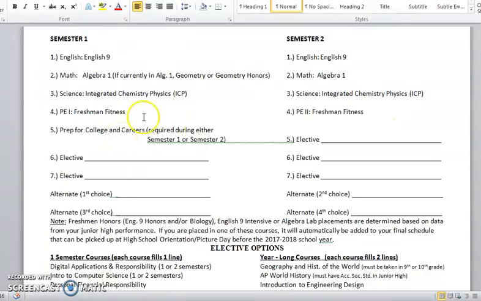All students will be taking Prep for College and Careers during their freshman year, and all students need to select an elective choice opposite of this course. On lines 6 and 7, students can put either semester electives on the different lines, or they can write out year-long electives.